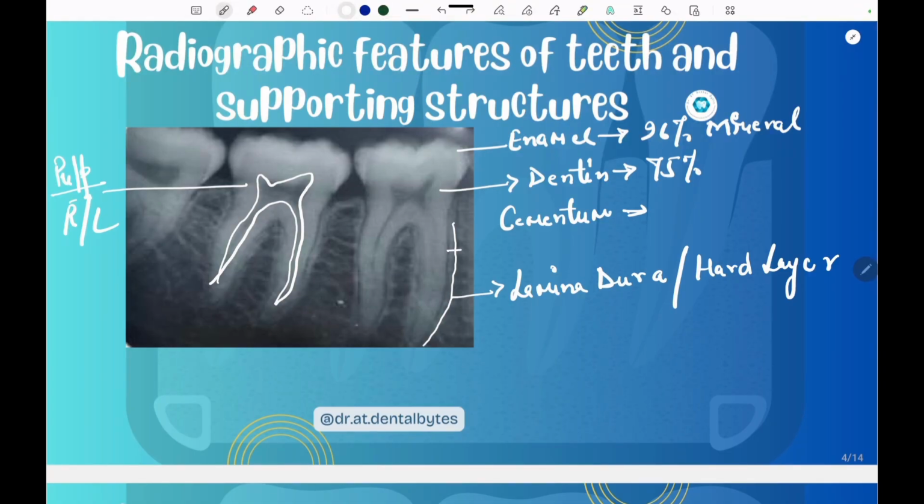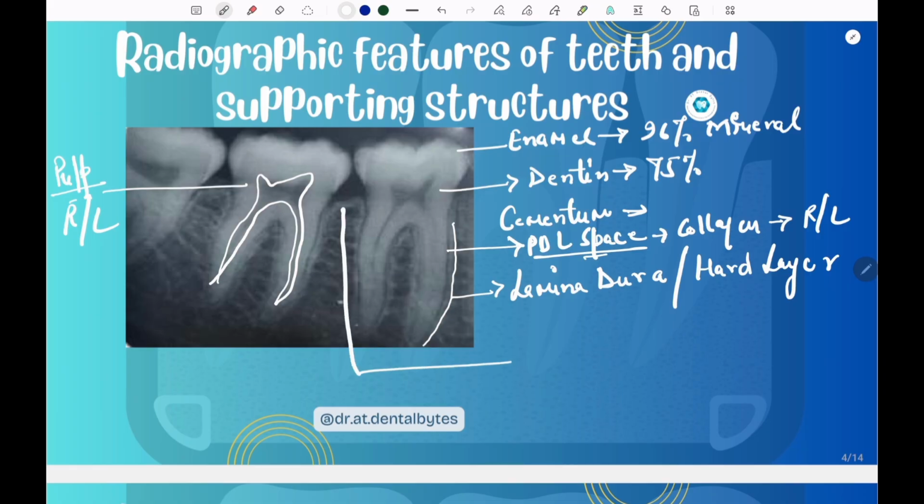This radiolucent structure between the lamina dura and the tooth root is the periodontal space. Since it is made up primarily of collagen, it appears radiolucent because it allows the X-rays to pass through easily.